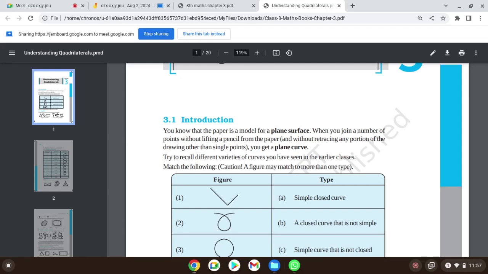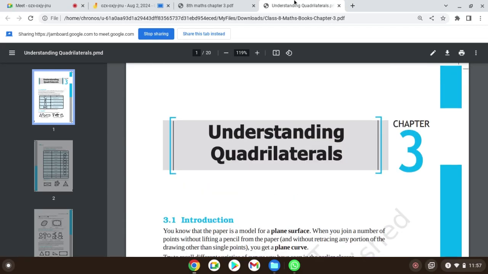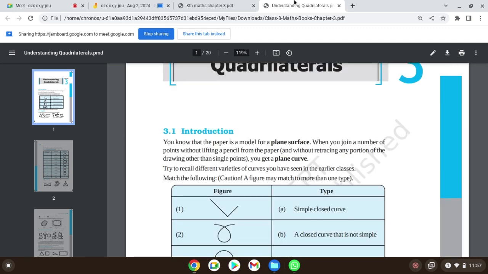We started about quadrilaterals, understanding quadrilaterals. Before starting the quadrilaterals, we have to do plane surface and plane curve. Which thing is called a plane surface? Yes, plane surface: when you join a number of points without lifting a pen from the paper.